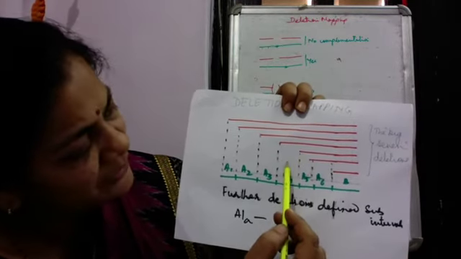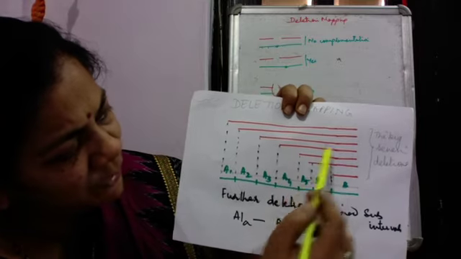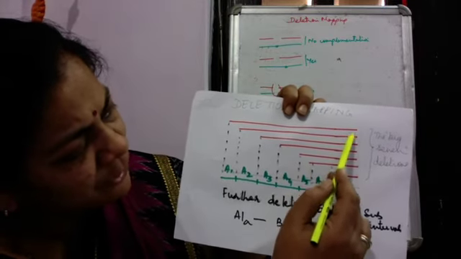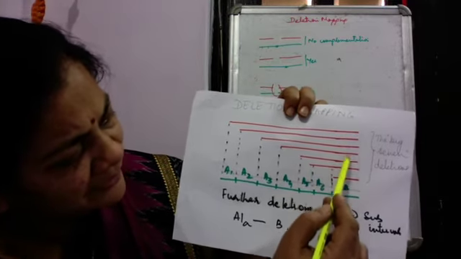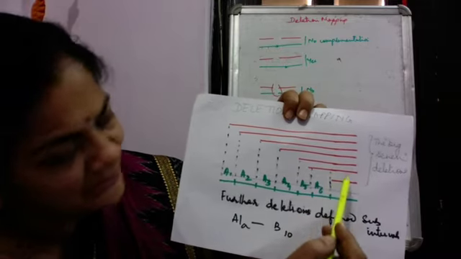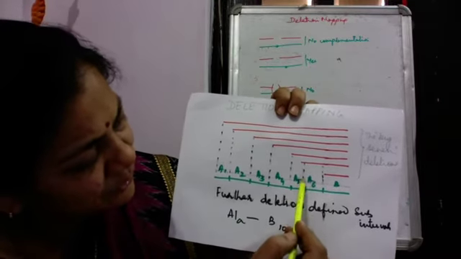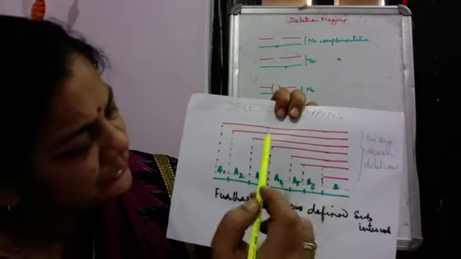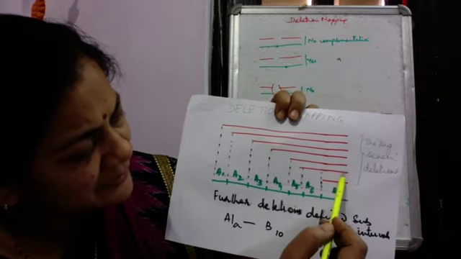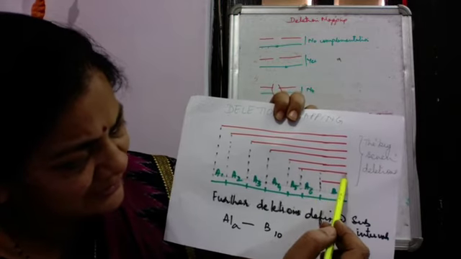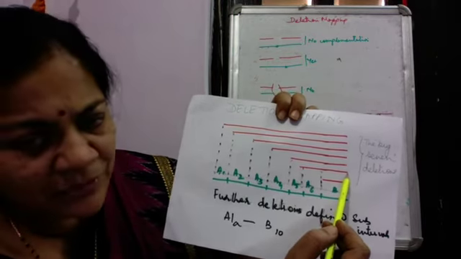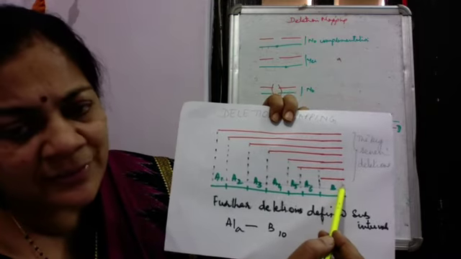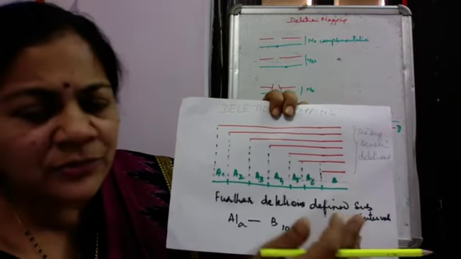If the mutation was here, it would have complemented with A4 or these. But because it is not complementing with any of these deletions, it's only complementing with this deletion, which means that the mutation is in this range. So if it's complementing with A6 or this deletion, it's very natural that it will complement with this. Okay, so this is how.